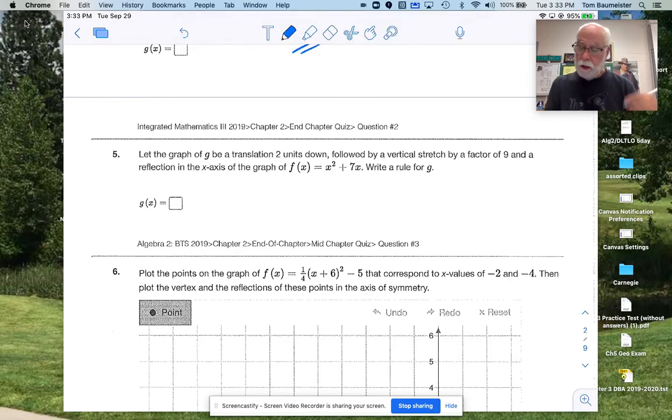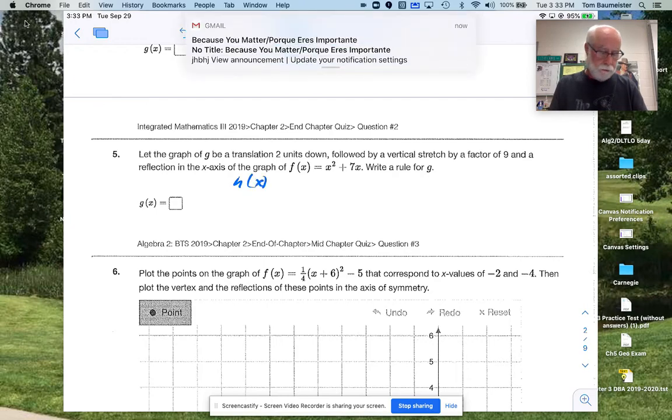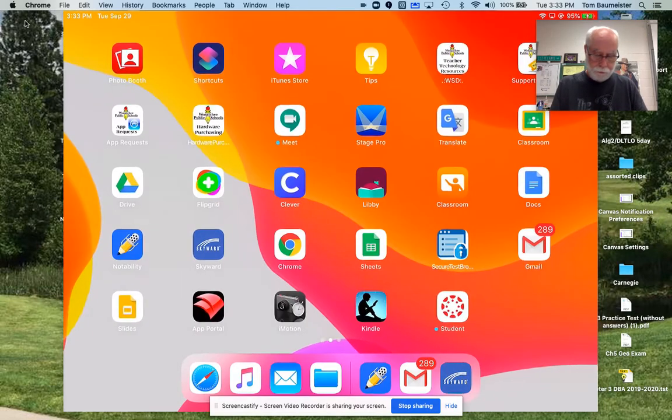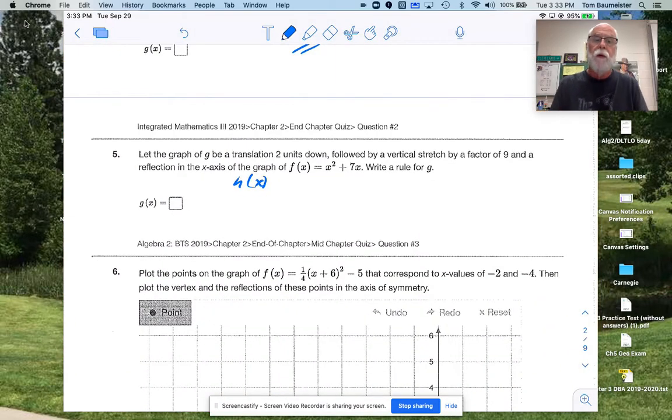All right, so on this one here, again, I kind of went ahead and used the rule that the book likes to use. They like to use h of x. Sorry about that. All right, so they like h of x is equal to, and again, 2 units down, that means it's going to be on the outside. So that's minus 2. All right, so then remember our f of x was x squared plus 7x minus 2.